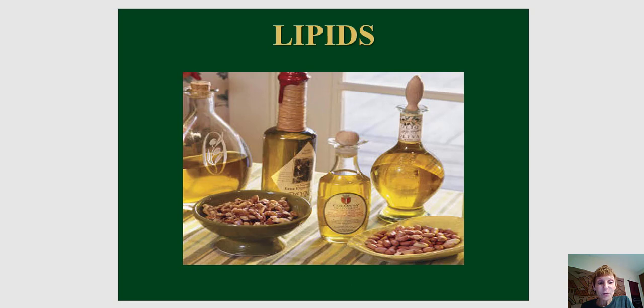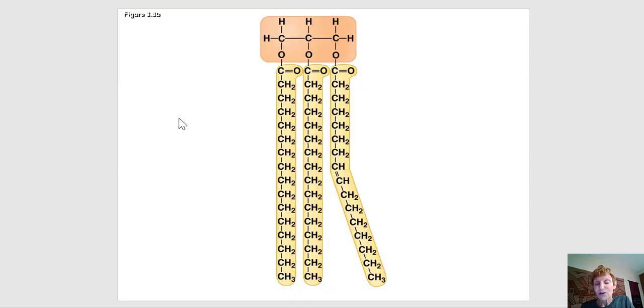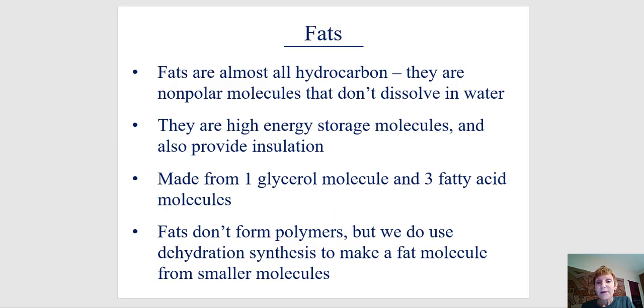And if you remember, this is what a fat looks like. It's the structure of a fat. And some of the characteristics that we went over with fats are shown right here. They are almost all hydrocarbon. They're almost all carbon and hydrogen. And so they are made up of nearly all nonpolar covalent bonds. They don't like water, they're hydrophobic, and they don't dissolve in water. The function of fats is to provide high energy, but in a storage form.